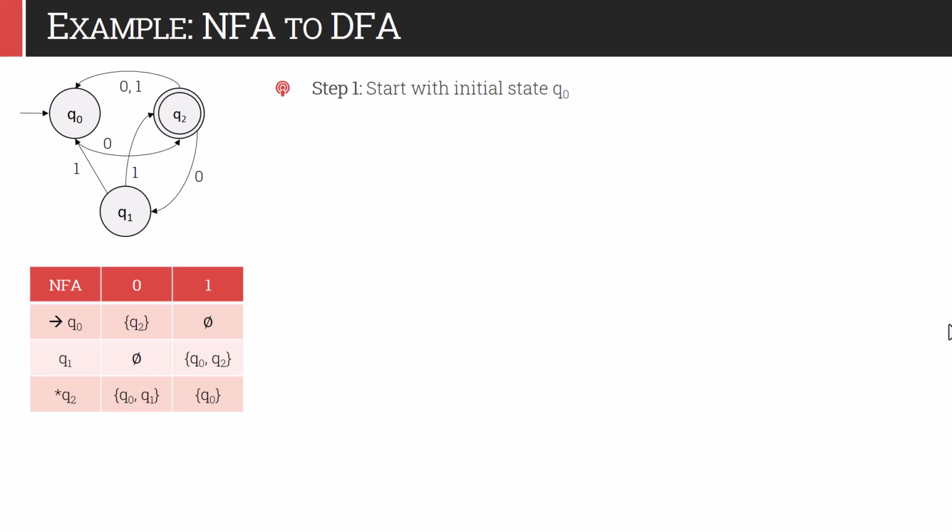Next, we have to start with the initial state Q0 and we have to find out delta transition for input 0 and input 1. So when we compute delta Q0, 0, the output is Q2. So Q2 is the newly generated state. So we have to generate successor of Q2 in future. And when we read 1 from Q0, it's phi. So we have one state which is not yet processed, that is Q2.